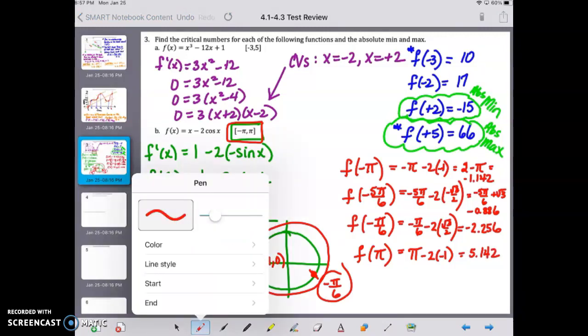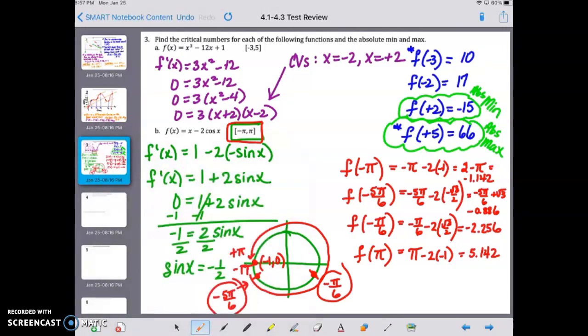Okay, so looking at my options here to determine my absolutes, looks like my absolute minimum is going to be at negative pi over 6, right? This one right here. Negative 2.256 was my lowest value, so this one represents my absolute min. And my absolute maximum is going to be at f of pi. So this right here is my absolute maximum.